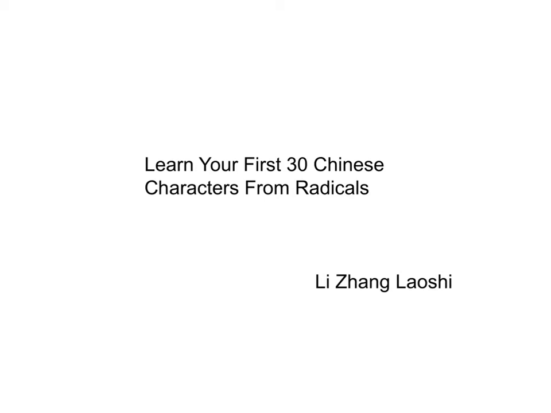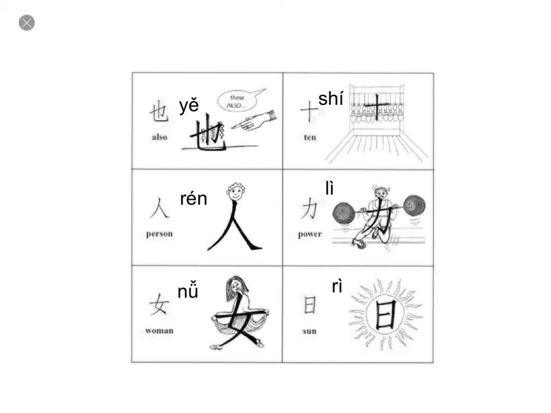Now, look at the radicals we have here. So the first one, let's look at here, 也, means also. The second one, 十, means 10. Third one, 人, means person. The fourth one, 力, it means power. Next one, 女, it means a woman. The last one, 日, it means sun.